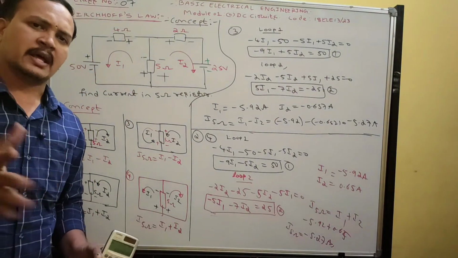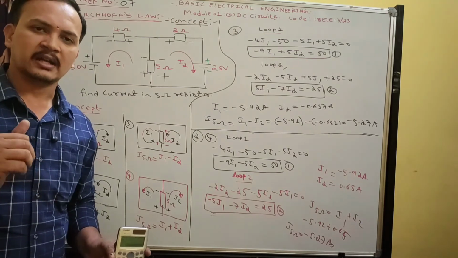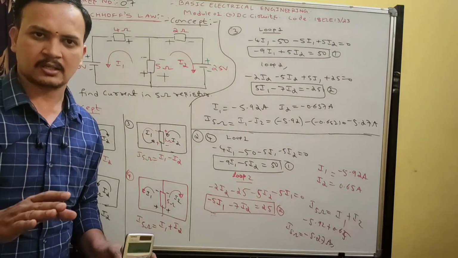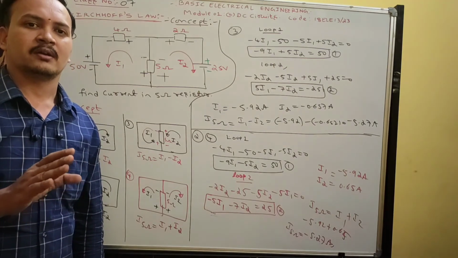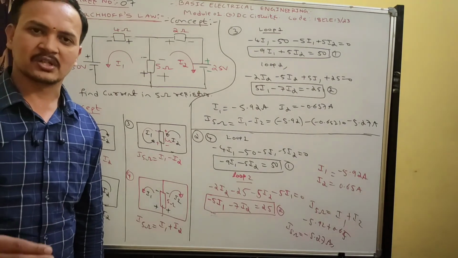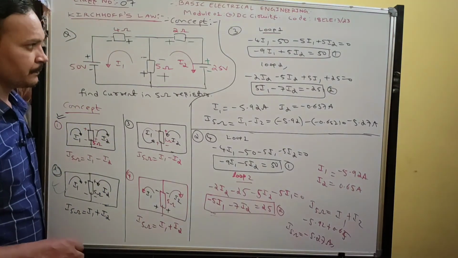Whatever direction you assume, if you get the loop current value positive, that indicates the assumed direction is correct. Otherwise, it is incorrect, which means the solution is not wrong. You only need to change the direction to get a positive value. Okay. Be confident while solving the problems.